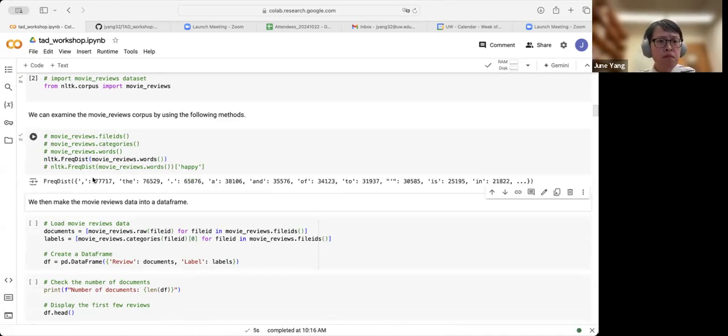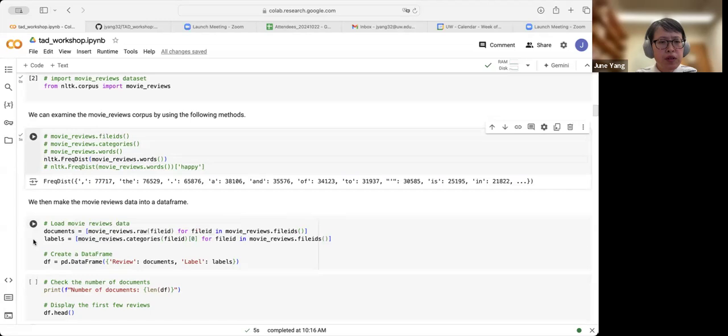We can really notice that the most frequent word is this comma, which appeared over 77K times. And then "the" and then the period, which are all very common words, but we're thinking, are they really useful to our research purpose? Probably not, right? So one of the key steps before we really turn our text data into numbers is to clean the text, pre-process the text data.